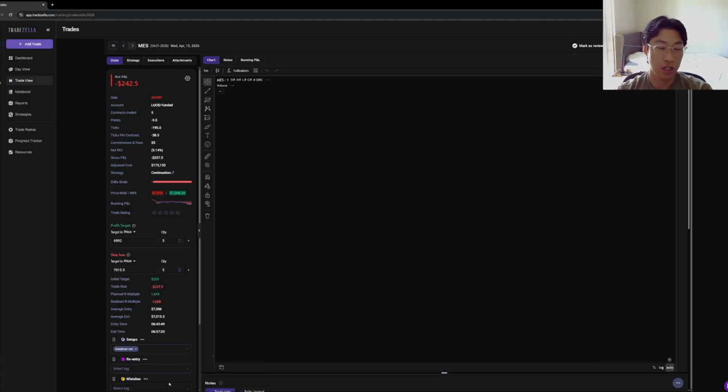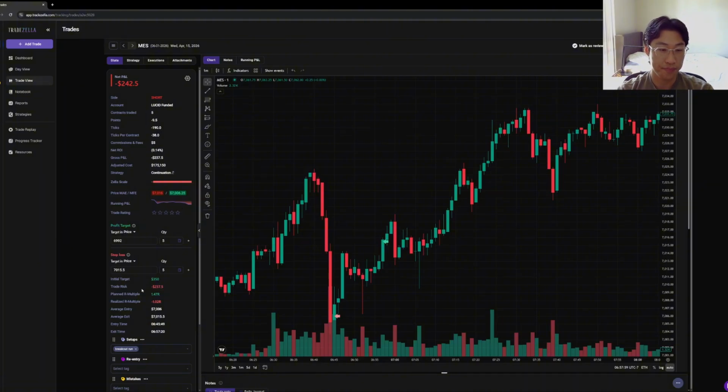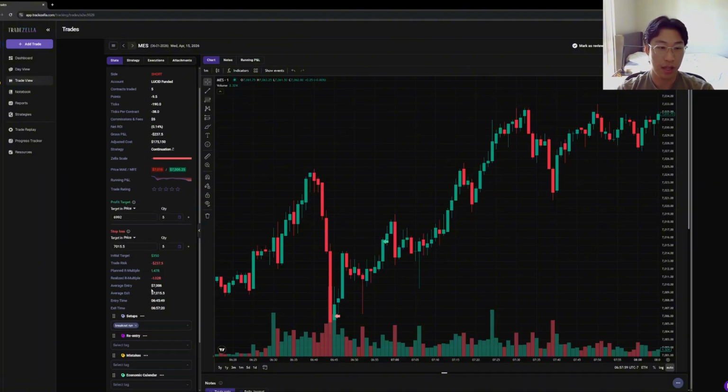So just some logistics of the trade. We lost $242 here. We had a planned R multiple of 1.47. This was my initial target, but based off what was happening with the price action, I was looking to actually extend my target lower, just because we also had a previous day value area low to fill if we were moving to the downside. We were in the trade for about 12 minutes until we got stopped out.